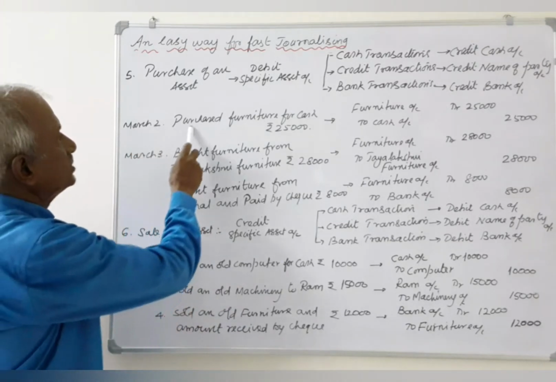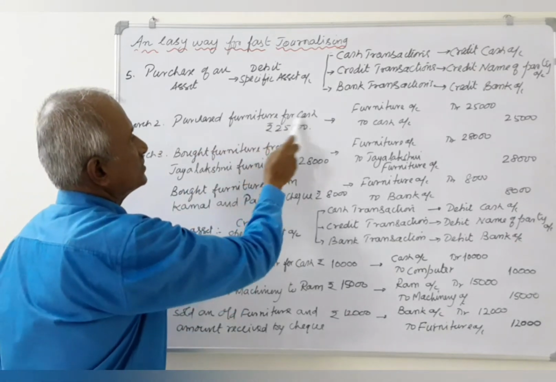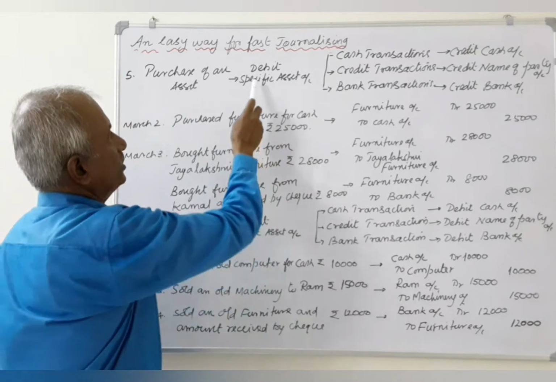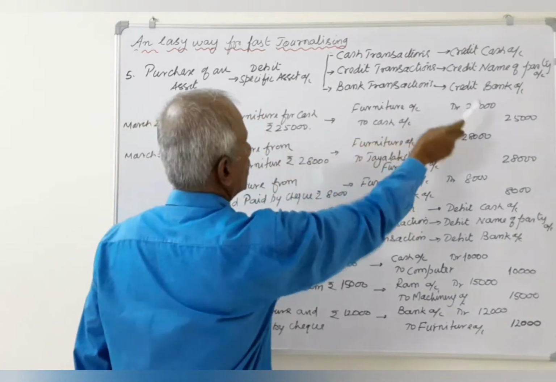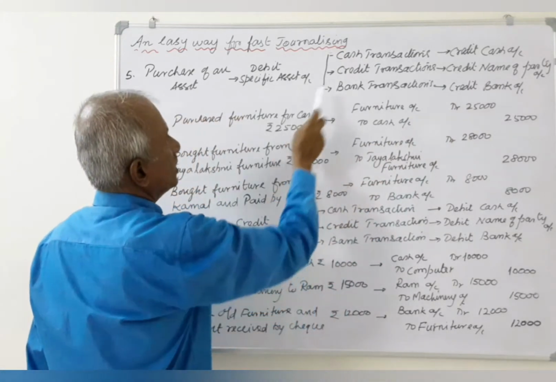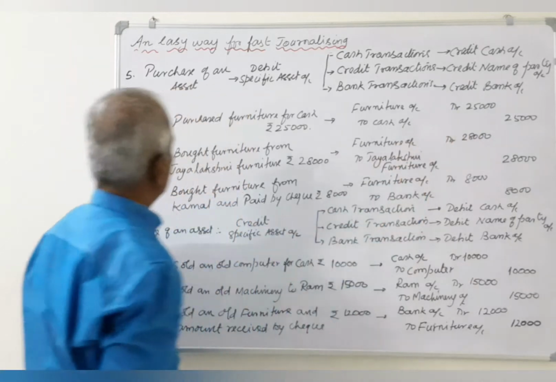March 2nd, purchased furniture for cash 25,000. So this is a cash transaction. So debit specific asset furniture. So furniture account debtor 25,000. Credit cash account, cash transaction. So to cash account 25,000.